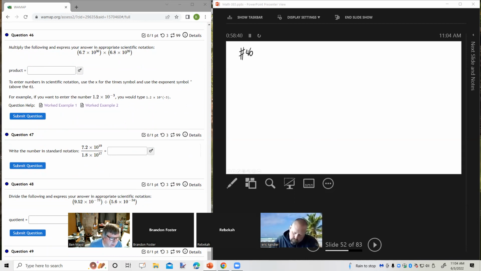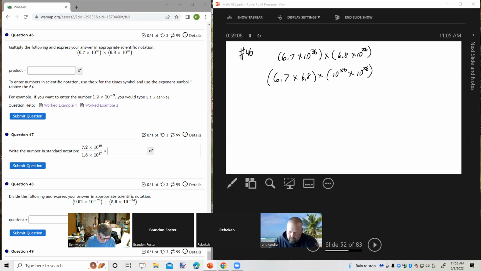Multiply the following, express your answer in appropriate scientific notation. 6.7 times 10 to the 36th power times 6.8 times 10 to the 26th power. So we're going to have 6.7 times 6.8 times 10 to the 36th power times 10 to the 26th power. 6.7 times 6.8 is 45.56 times 10 to the 36 plus 26 is what, 62?